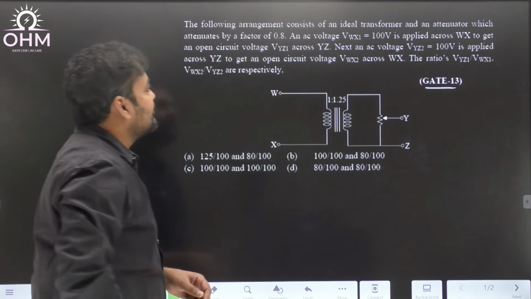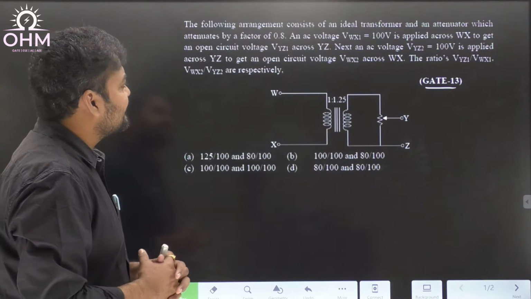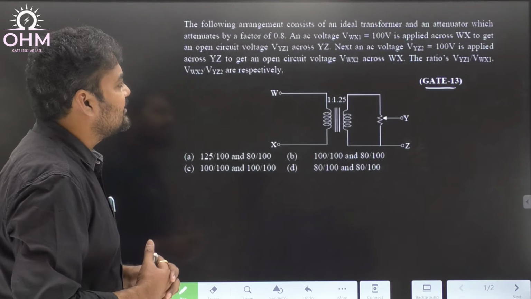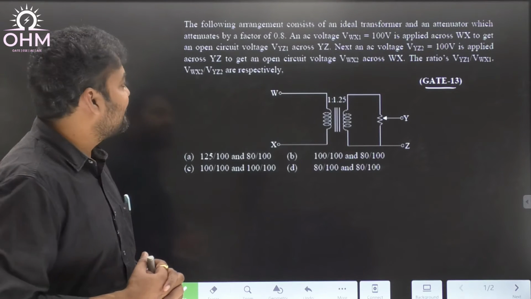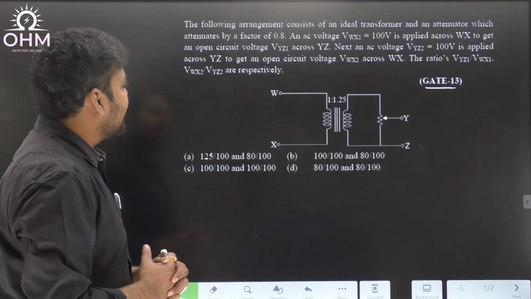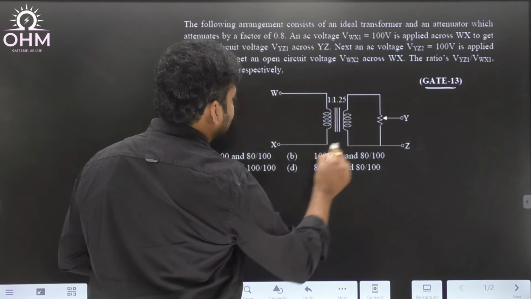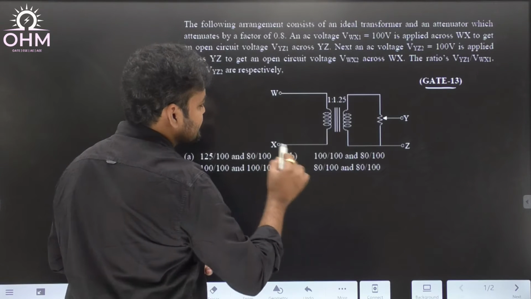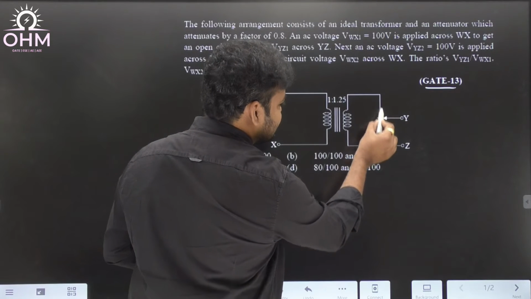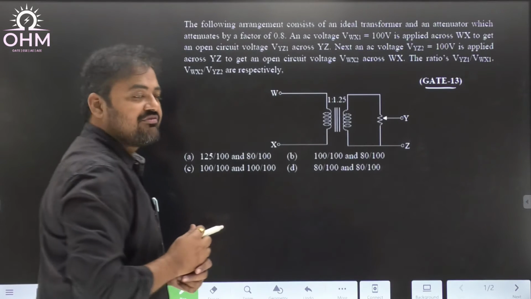Read the problem. The following arrangement consists of an ideal transformer and an attenuator, which attenuates by a factor of 0.8. An AC voltage VWX1. Here you have a diagram. On the primary side we have two terminals WX. On the secondary side there is a rheostat with a tapping, and the output terminals are YZ.